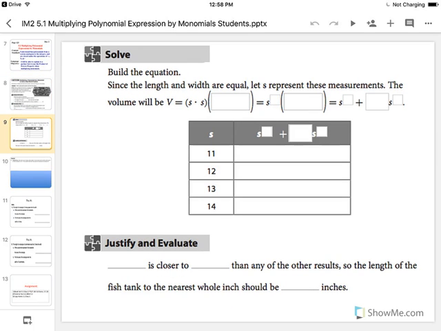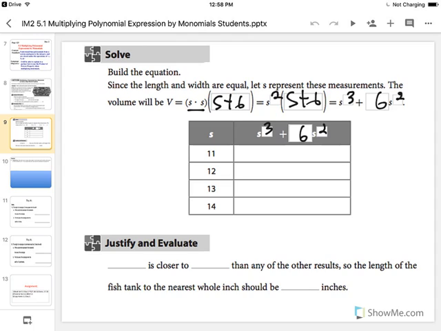Okay, so now to solve the equation, since the length and width are equal, let s represent the measurement. So here it says s instead of x, so this should be s plus 6. Right. Okay, so here we're using s times s, which gives us s squared, times s plus 6. When we use the distributive property, this gives us s cubed plus 6s squared. So this equation should be s to the third power plus 6s squared.